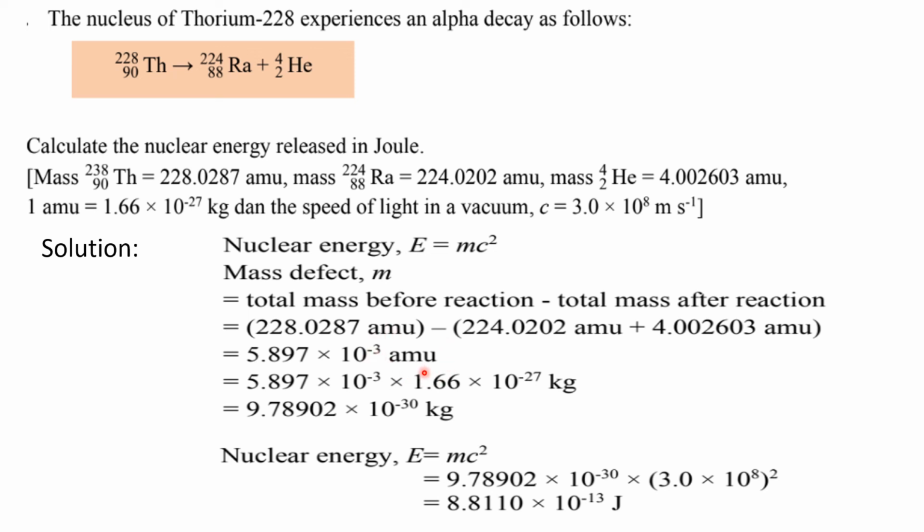And then you convert the unit of AMU into kilogram. So you know that your mass defect is equal to 9.78902 times 10 power negative 30 kilogram. You use the formula E equal to mc squared, and you substitute the values so that you get the nuclear energy released in this case, which is 8.8110 times 10 power negative 13 joule.